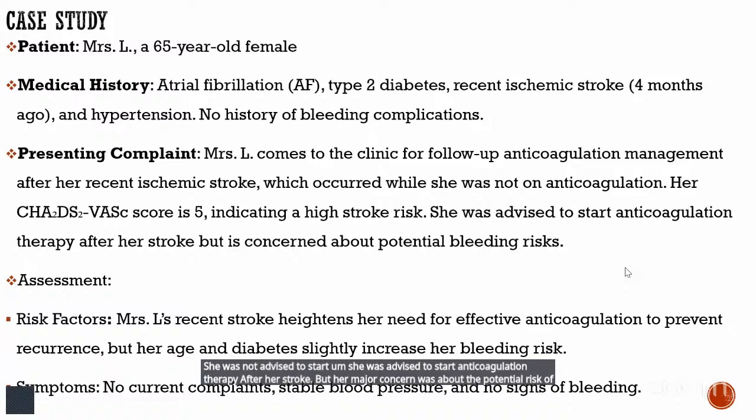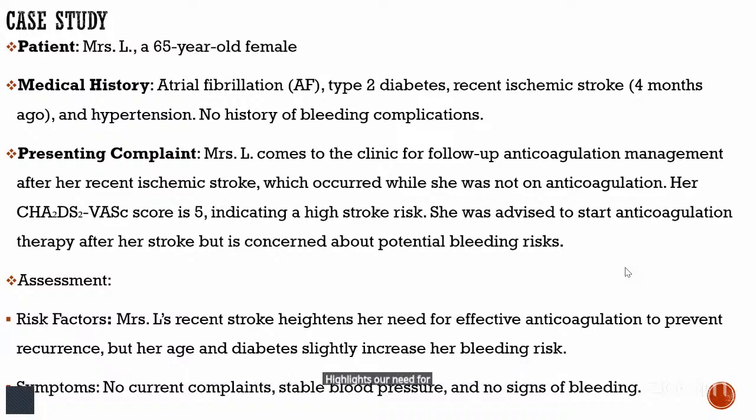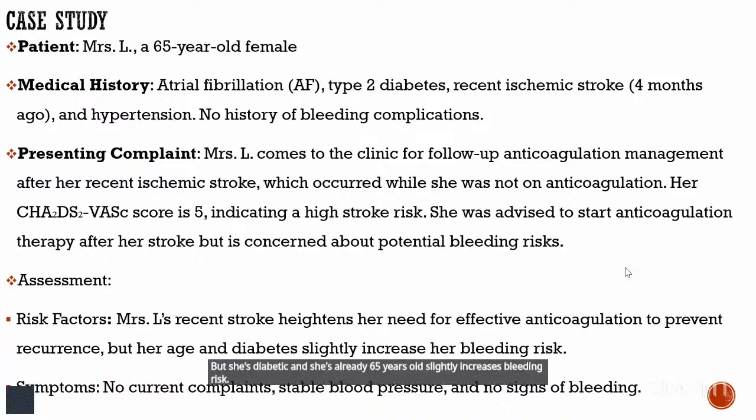bleeding. The assessment. The first thing that was assessed was the key risk factor. Miss L's recent stroke heightens her need for effective anticoagulation to prevent recurrence. But her age, remember, she's diabetic and she's already 65 years old, slightly increases her bleeding risk. Now, the recurrent symptom: no current complaint, stable blood pressure, and no signs of bleeding yet.